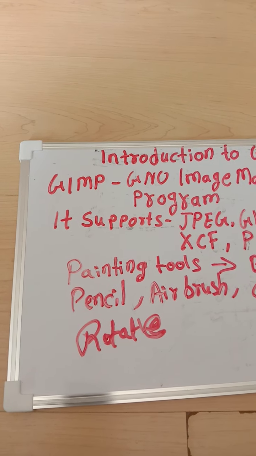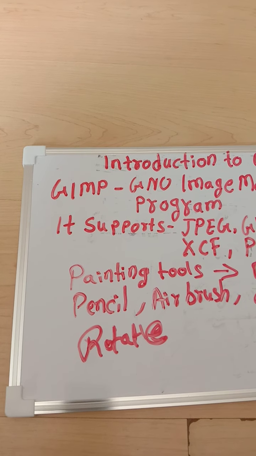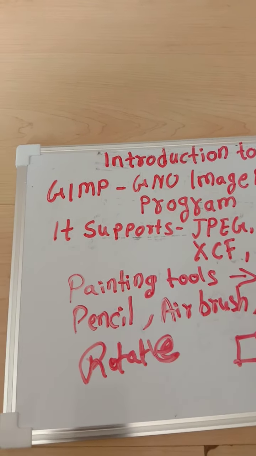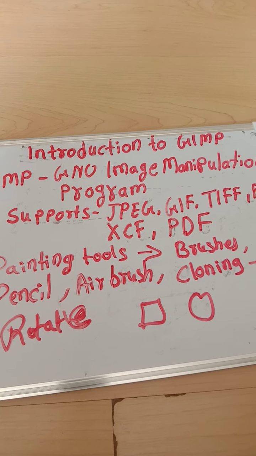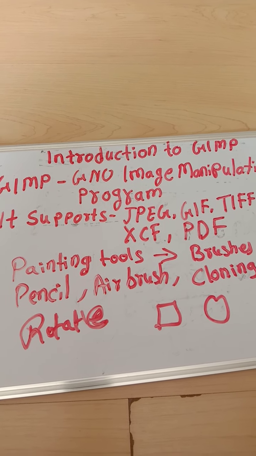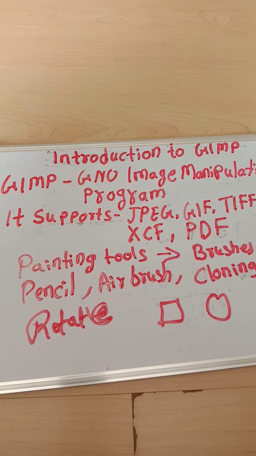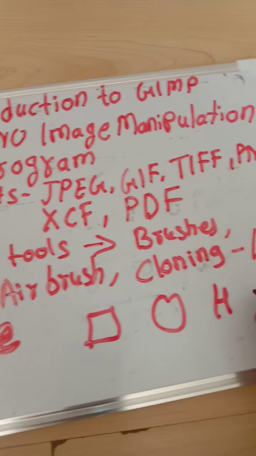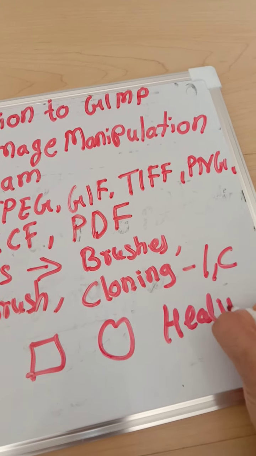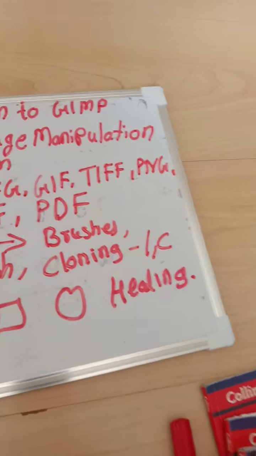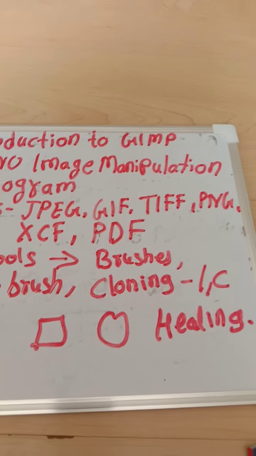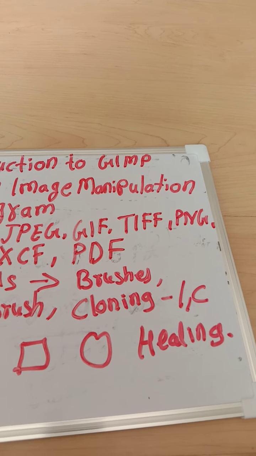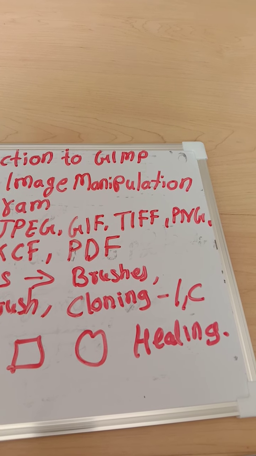Selection tools. Now what is a selection tool? You can select a particular area. You can select rectangle, ellipse, free, fuzzy and bezier. These are used to select an image or a part of an image. Retouching tools. Retouching tools meaning healing. By retouching it, the original picture will come back to you. These tools are used to perform advanced image retouching and manipulation.